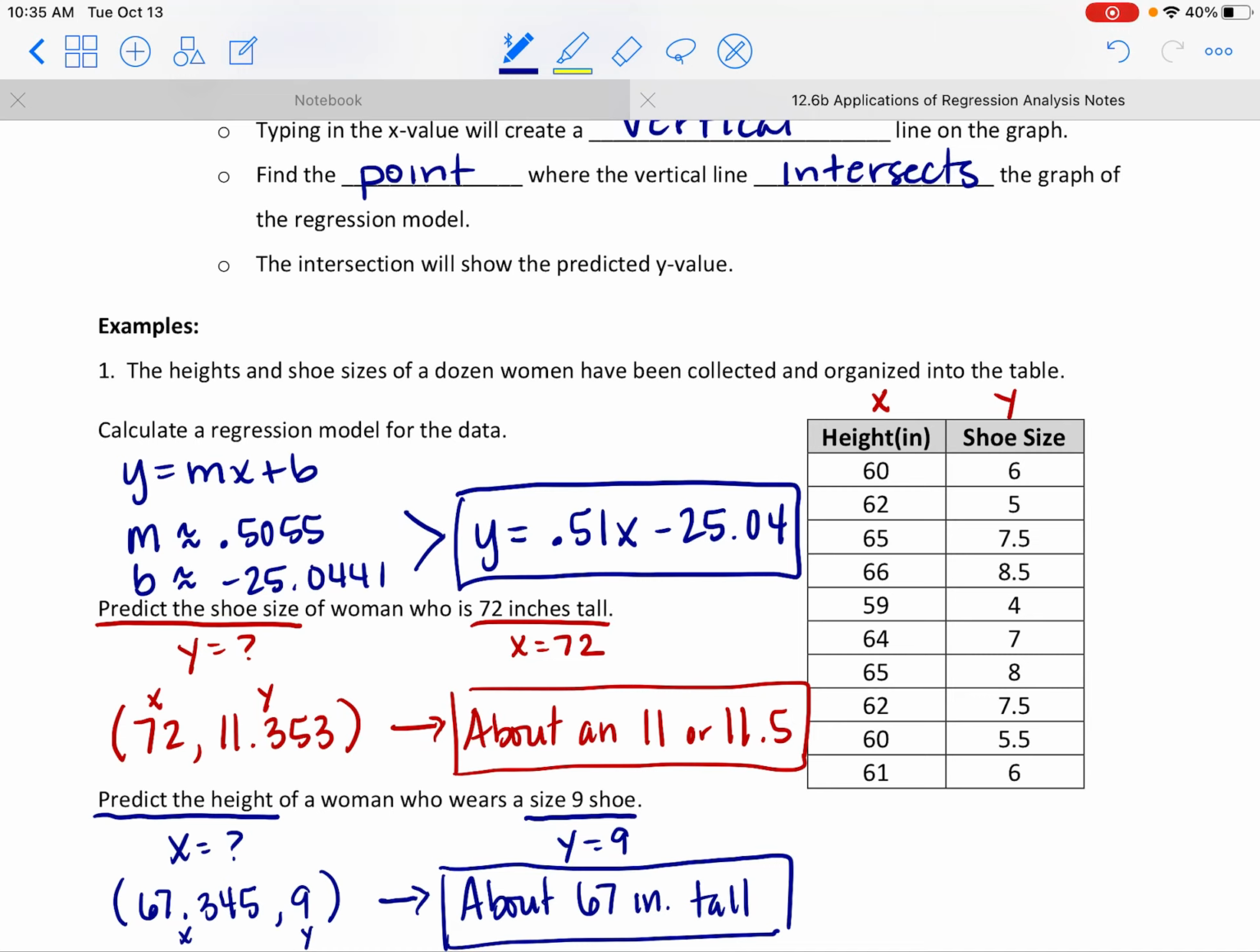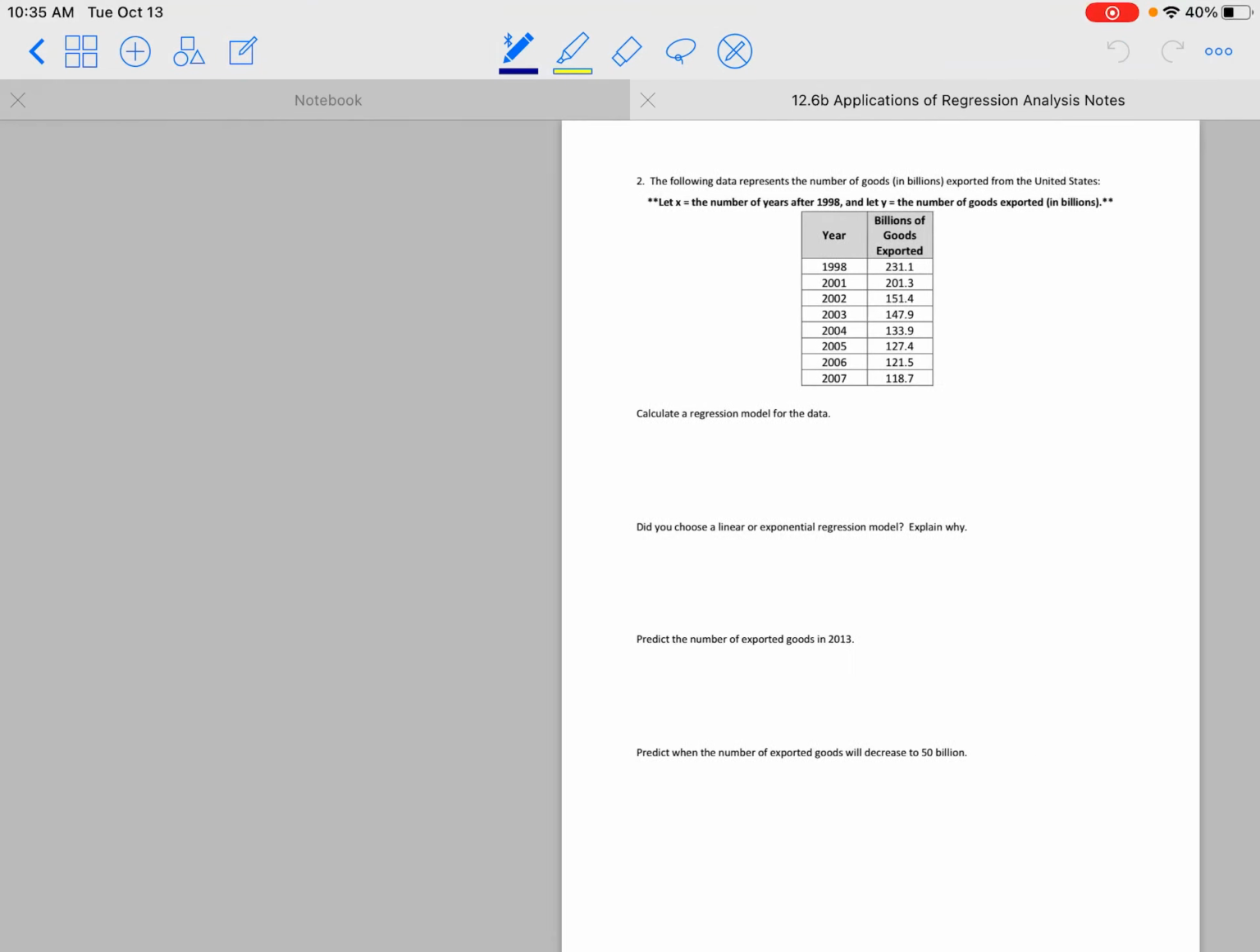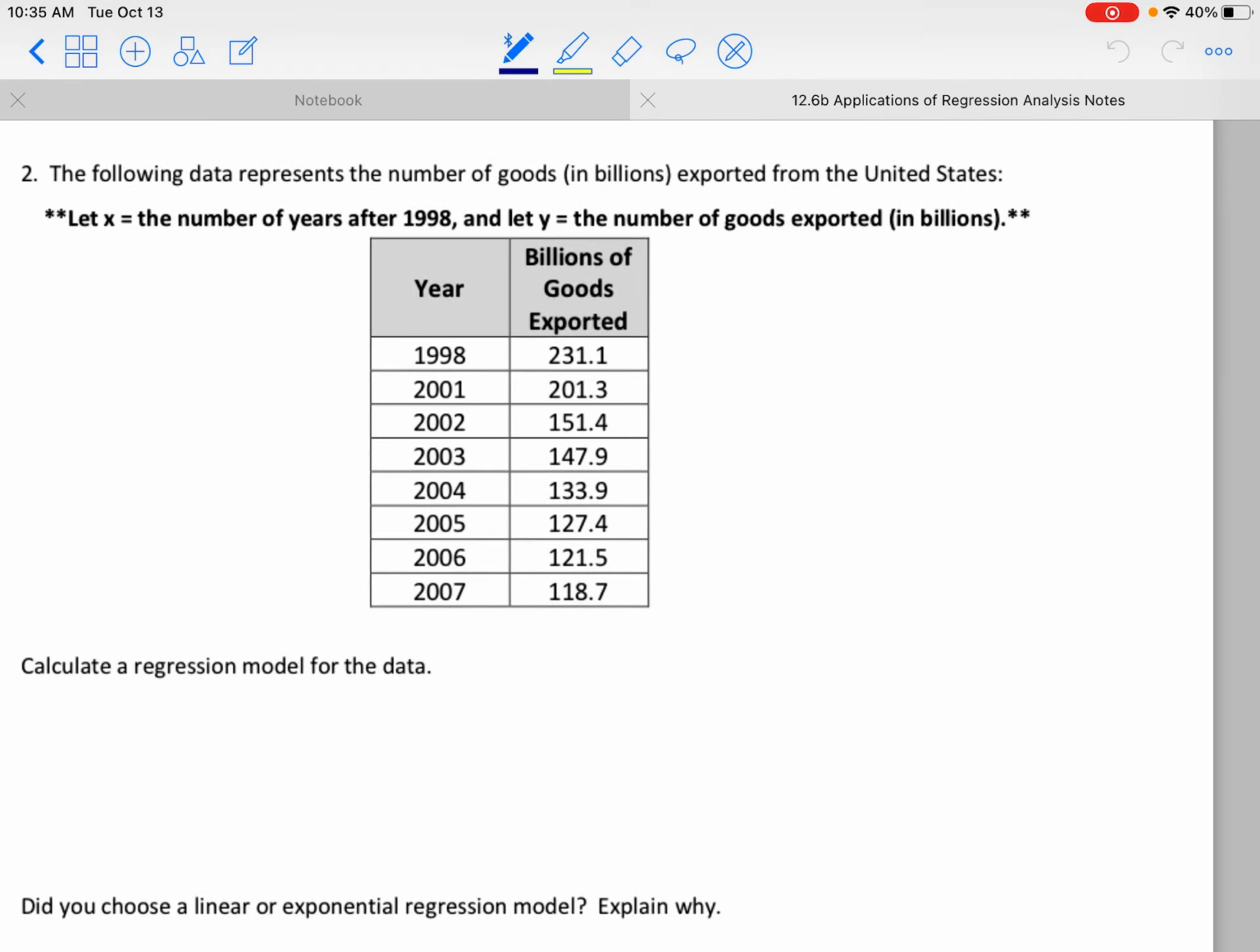All we're going to do after we've calculated the regression is type into a separate line the value that we're given, and the intersection of the line that it creates and our regression model is going to show us our prediction. Okay, let's try this all one more time. I think I have one more example to do here.